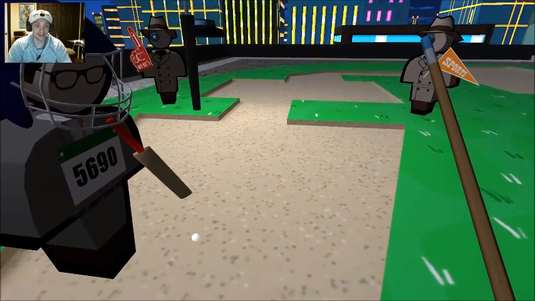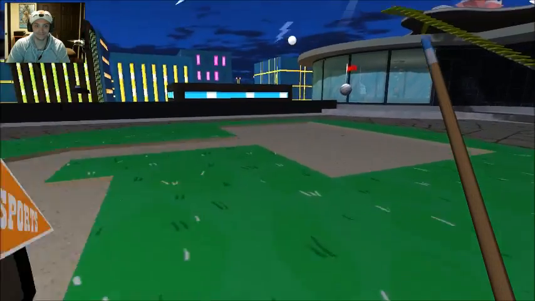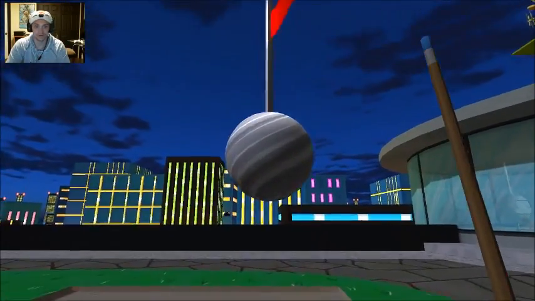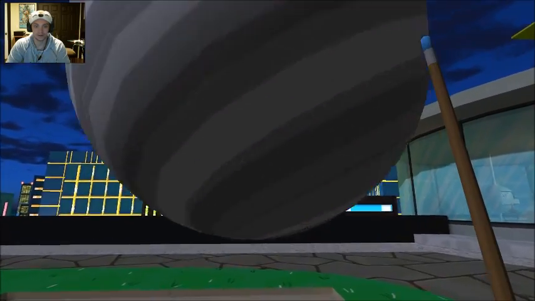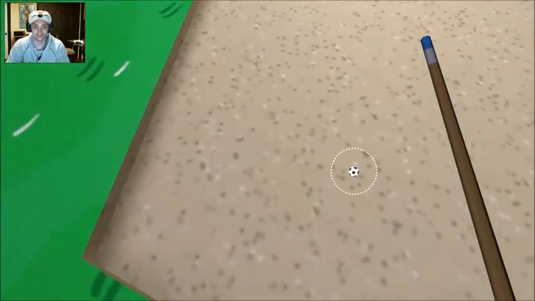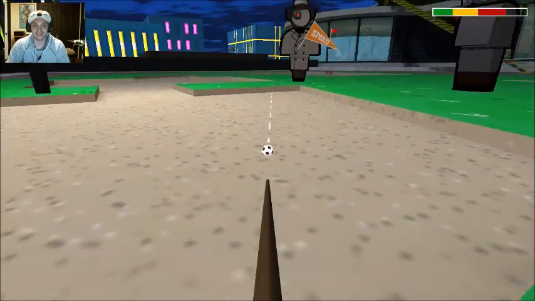Most invigorating. I actually do play golf. I actually do play golf in real life. So I think this is actually very funny. Why is it a mini soccer ball?